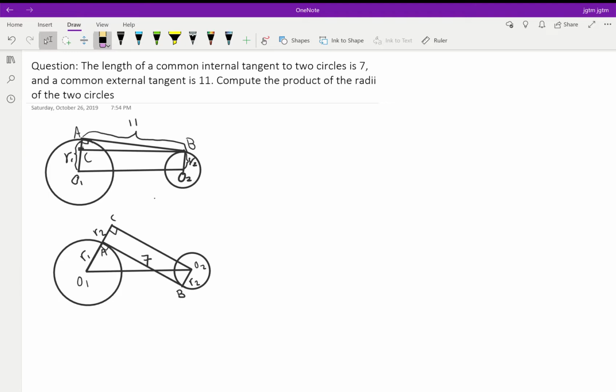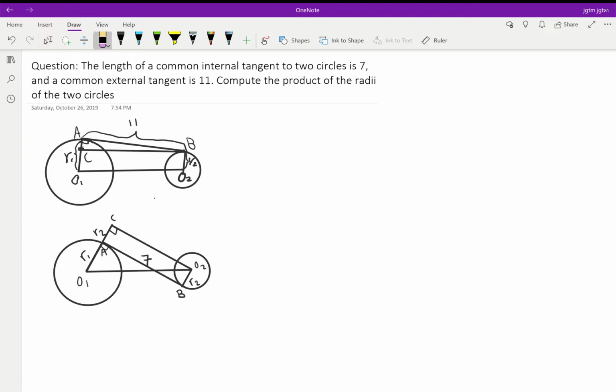The question is: the length of a common internal tangent to two circles is 7, and a common external tangent is 11. Compute the product of the radii of the two circles. As you can see here, I already have a little diagram drawn out to save time. I have labeled the centers of the circles O1 and O2, and the radii of the two circles R1 and R2.